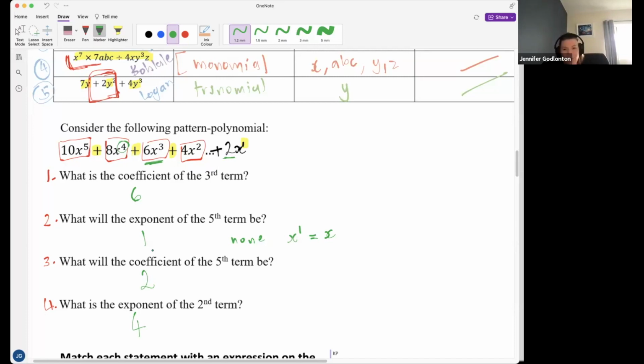If you got 1, 2, 3, 4 out of 4, let me know. I'm seeing some 4s, which is making me very happy. 3 out of 4, beautiful, lovely. If you didn't quite get 4, hopefully you can see where you lost the mark. Yes, 3 out of 4.